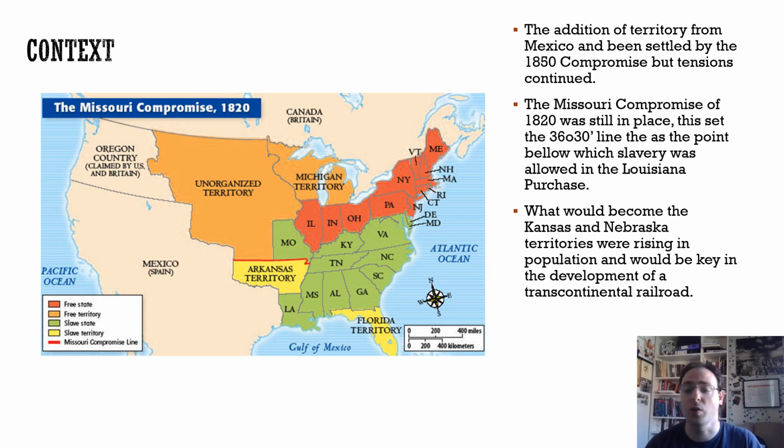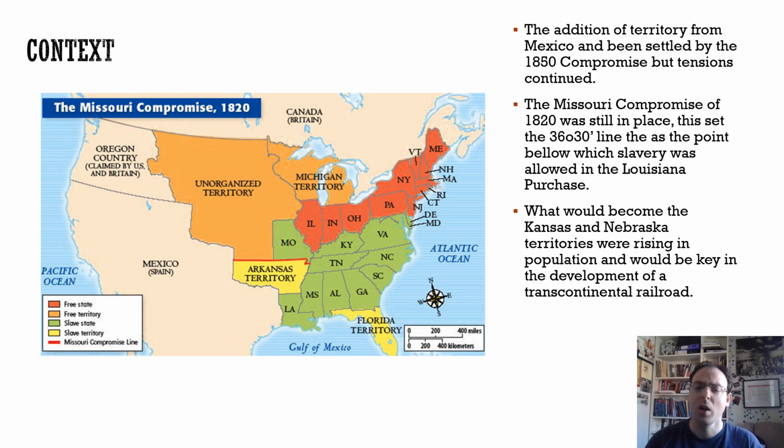You'd had the Missouri Compromise all the way back in 1820, which had divided up the Louisiana Purchase, which you can see on the screen, with the area above the 36°30′ line, the unorganized territory, not being open to slavery, and the area below the 36°30′ line, the Arkansas Territory, being open to slavery. There'd then been the addition of territory taken from Mexico and the annexation of Texas. And this had all been sorted out in the 1850 Compromise that we looked at in a previous video.